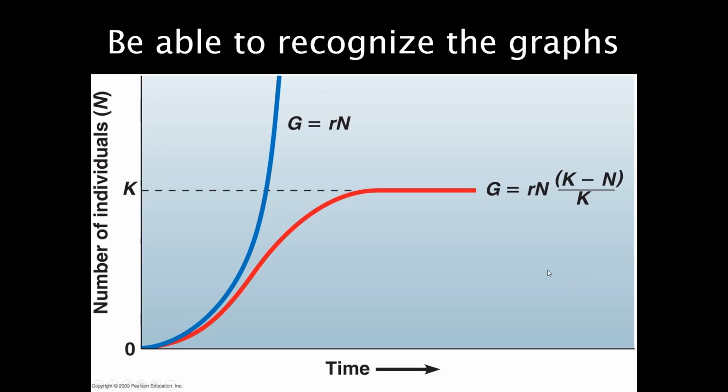One of the things you need to be able to do is recognize the difference between exponential growth and logistic growth. So remember, exponential just keeps going up. It keeps doubling. You end up with that J-shaped curve. There is a formula to help you calculate that.